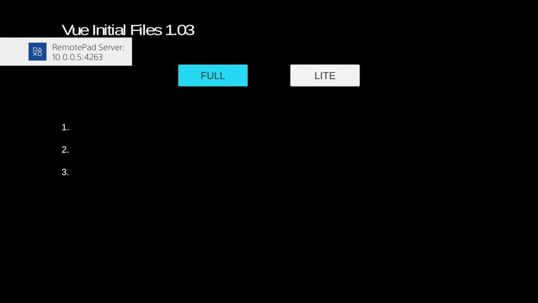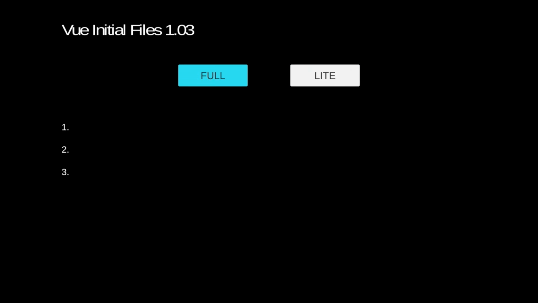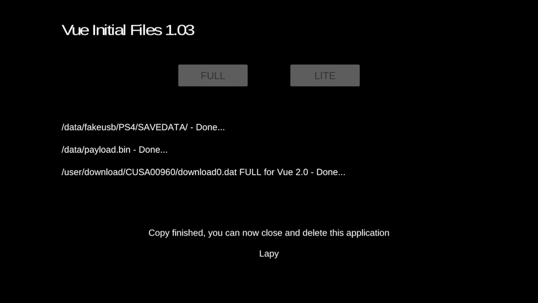Okay, and so from here you can select between the full version, which again includes the GUI, or the light version, which just jumps straight into the jailbreak. We want to keep the GUI because I kind of like the theme support. So let's go ahead and press X on this, and there it goes. The save data has been copied over. It looks like the gold hen has been copied over, and now the download 0.dat.